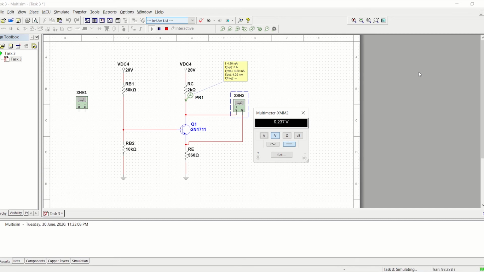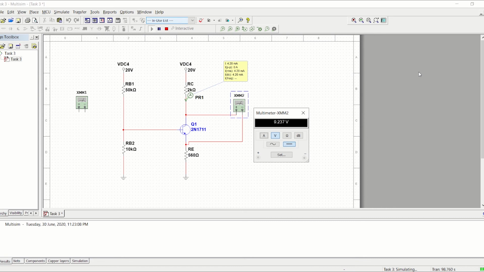Today I'm going to explain question 3. The first question is to determine if the transistor is in stiff condition or not. In this circuit it is stiff condition because your RB has to be 10 times greater than your RB2. So in this case, the circuit is in stiff condition.